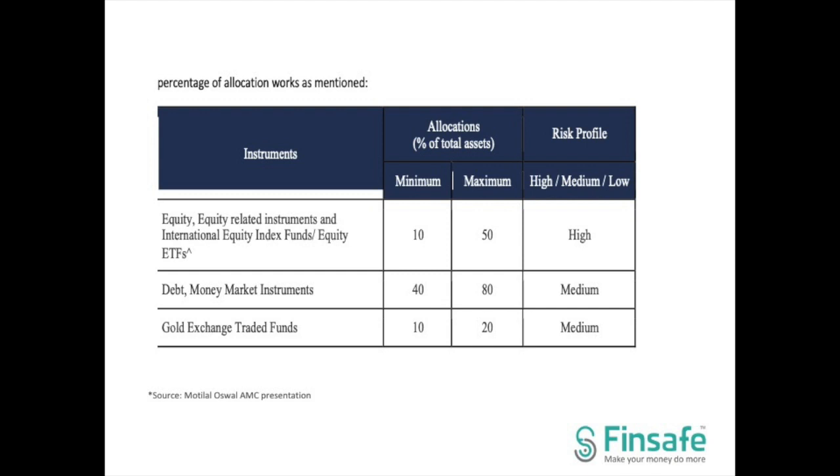So first and foremost, let us see how the allocation works. In equities, that is both Indian and international equities, the minimum allocation would be 10% and the maximum allocation would be 50%. In debt instruments, the allocation would range between 40 and 80%, and in gold, the allocation would be between 10 and 20%.